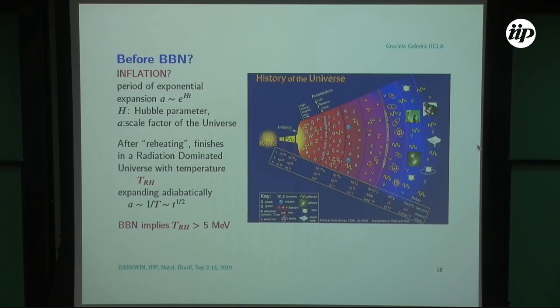And the moment in which the universe becomes radiation dominated, the temperature of the bath is usually called the reheating temperature. We don't know much about this reheating temperature. The only bound that we have, the lower bound on this reheating temperature, is very low. It's just 5 MeV.